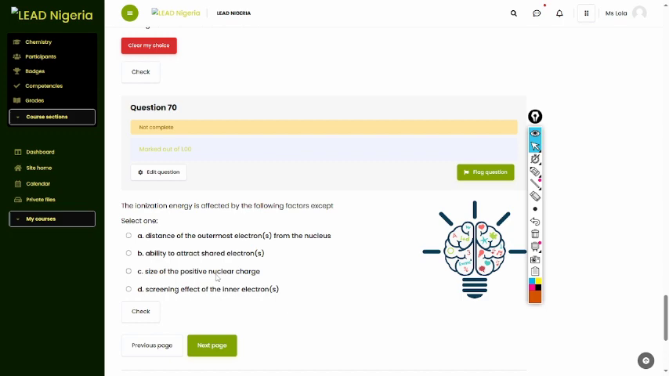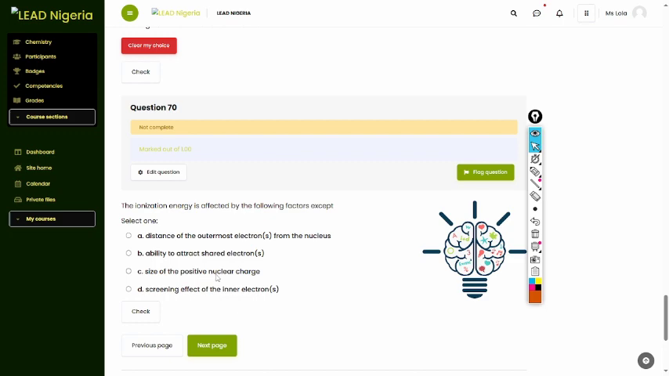The ability to attract shared electrons. Ability to attract shared electrons refers to electronegativity, and that doesn't affect the ionization energy. Okay, because ionization energy is mostly related to ionic compounds, but a shared pair of electrons refers to covalent compounds. So let's see the rest of them.